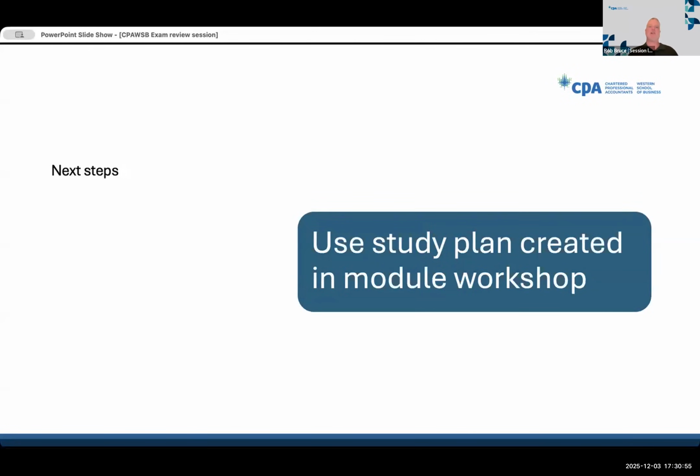As well, use the study plan that you created in the module workshop. I believe that was day 1, wasn't it, Nikki, that we did that? Use that and stick with it, and also modify it where necessary. You may find in some cases you need to adjust it for more technical study. Be flexible with it, but be sure to stick to your study plan.